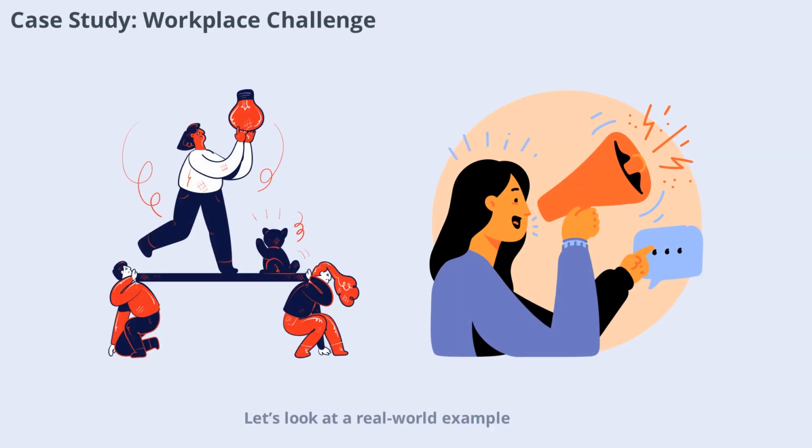Let's look at a real-world example. Imagine a team struggling with missed project deadlines. By defining the problem, gathering data, and involving team members, they discovered the root cause was unclear communication. Using analytical tools and setting clear objectives, they developed a new workflow that improved efficiency. This case shows how structured problem analysis leads to practical solutions.